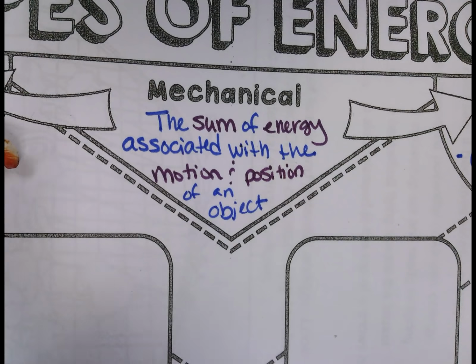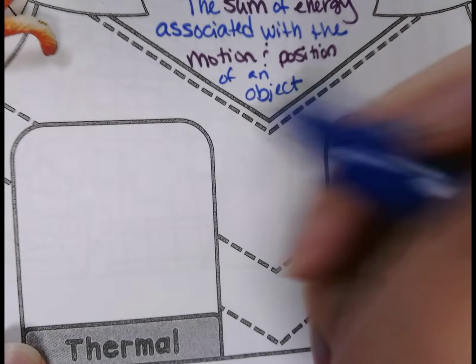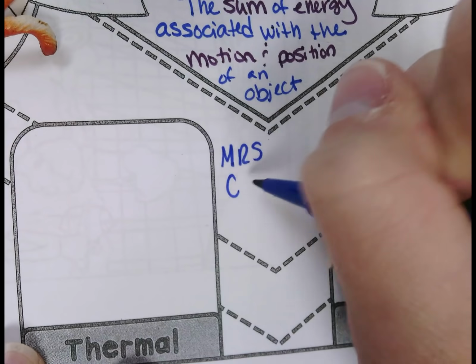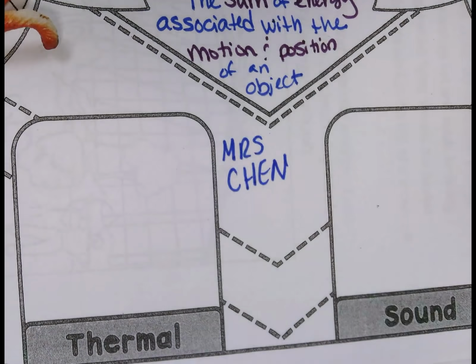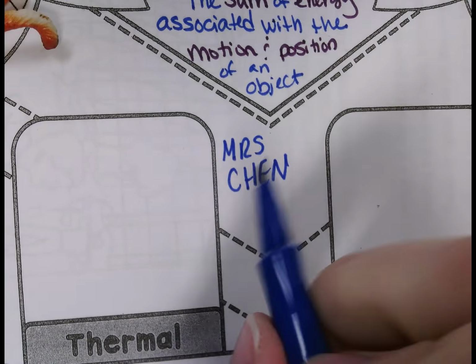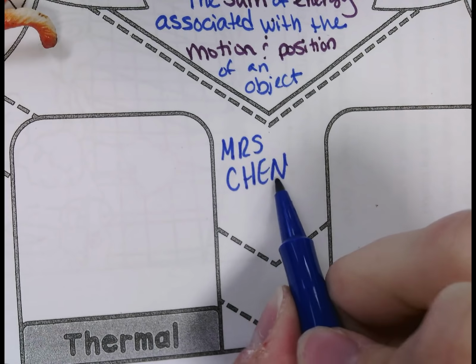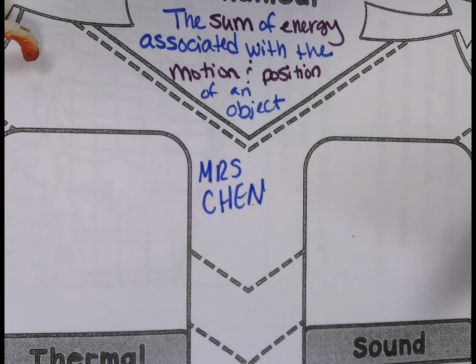Now, the rest of these are going to be forms of energy, and how I always remember the forms is Mrs. Chen, MRSCHEN, for all 7 types of them. So this would be mechanical, radiant, sound, chemical, heat, electrical, and nuclear. When we talk about forms of energy, Mrs. Chen is just the easy way to remember it.